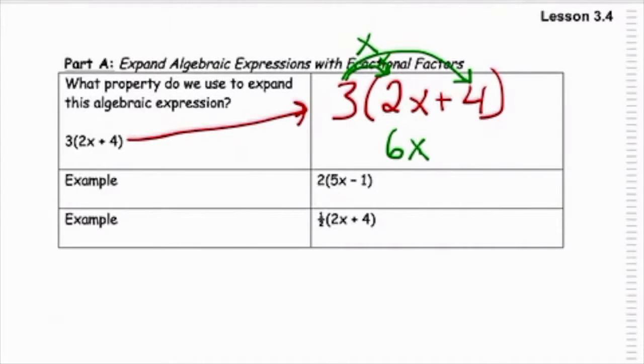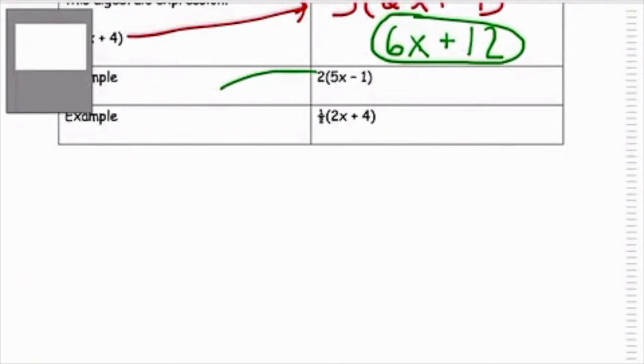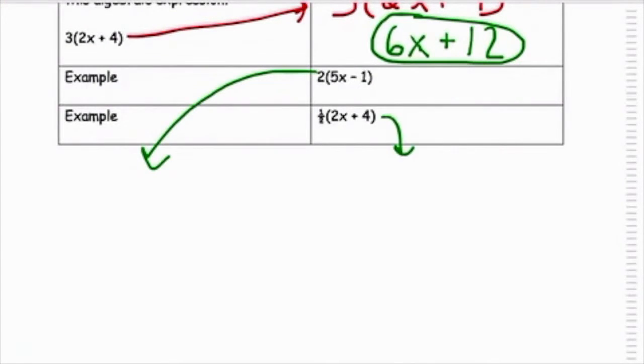No, I'm going to do 3 times 4. And 3 times 4 is 12. Because 12 is positive, I'm going to put a plus sign. And my answer is 6x plus 12. So now I'm going to bring this over here and bring this one over here so I have more room.